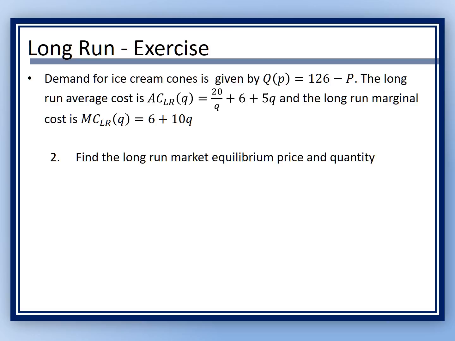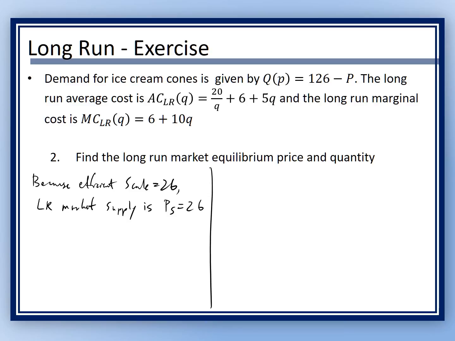So because efficient scale is 26, the long run market supply is just always $26. That's it. If you look at the diagram, it's the same as what I've shown you just now.